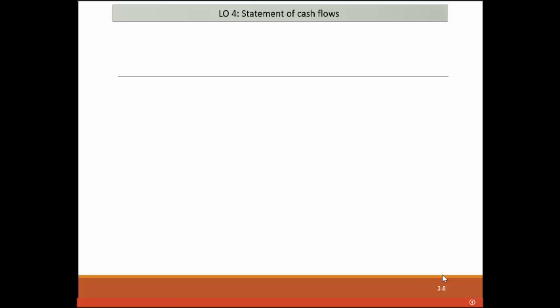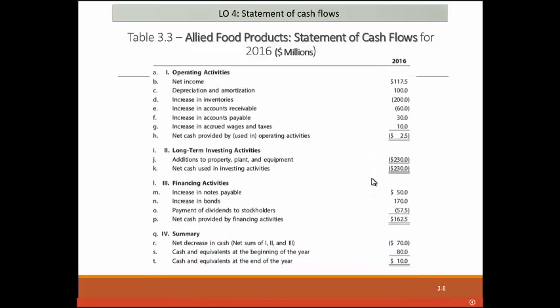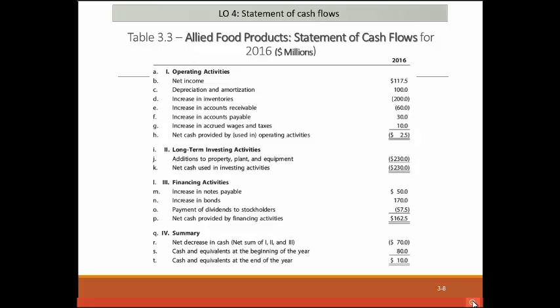This is a BC Eagle Finance video, Brigham and Houston, Chapter 3, Learning Objective 4, Statement of Cash Flows. The statement of cash flows is the financial statement that shows where the company got its cash for the past year. Here is an example of the Allied Food Products Statement of Cash Flows for 2016.